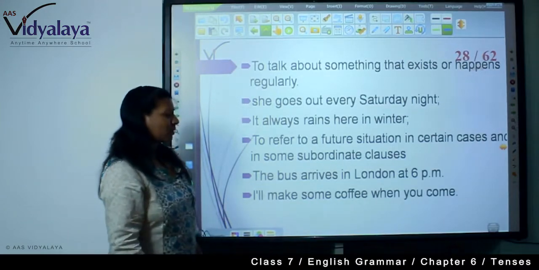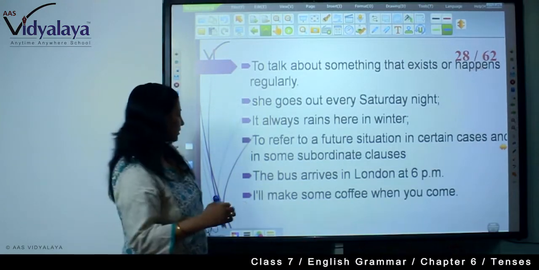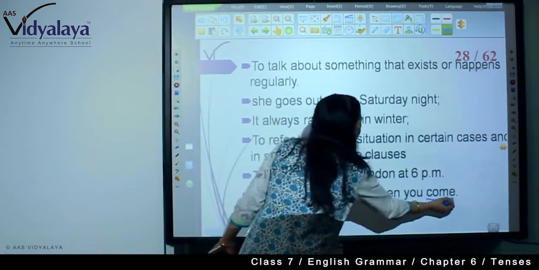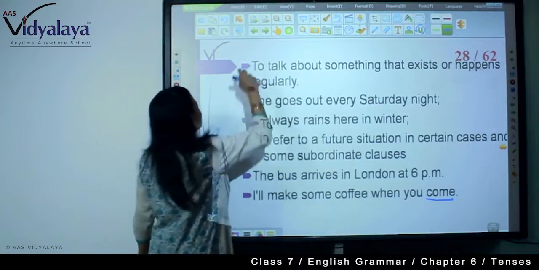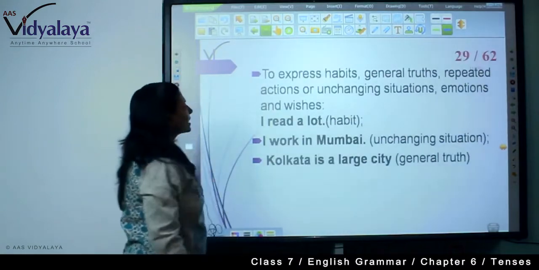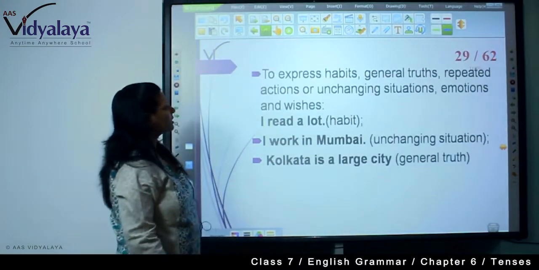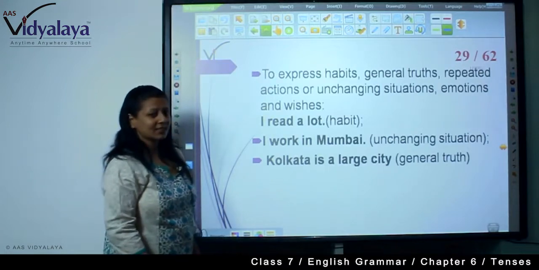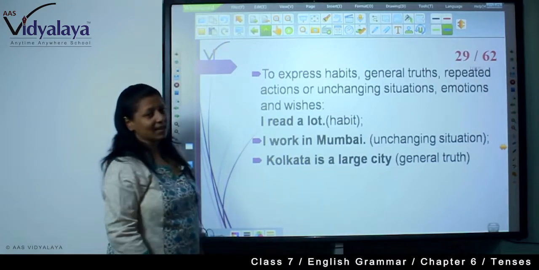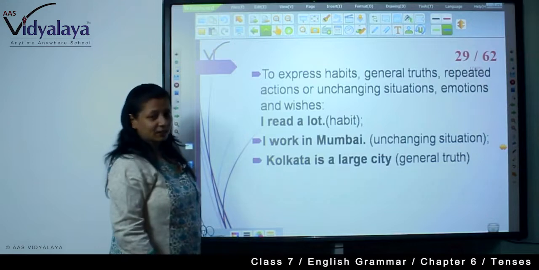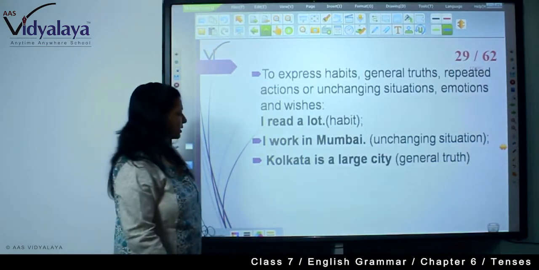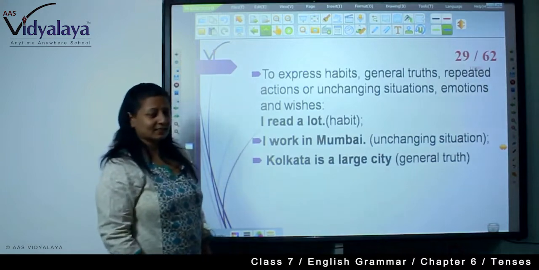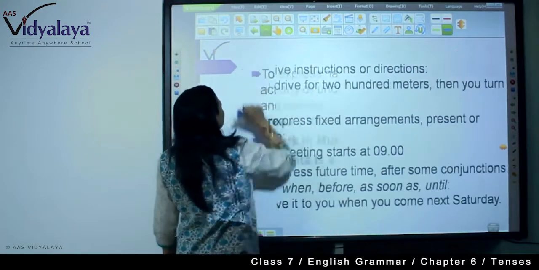I will make some coffee when you come. See here, when you come. So in a subordinate clause we have used it. To express habits, general truths, repeated actions or unchanging situations, emotions and wishes. I read a lot, it's a habit. I work in Mumbai, it's an unchanging situation. Kolkata is a large city, it's a general truth.